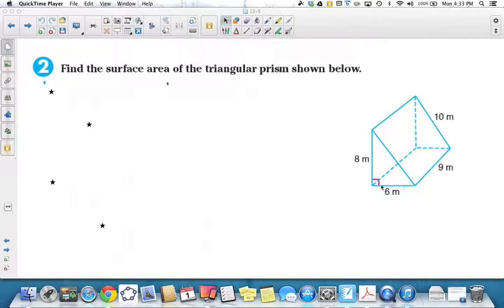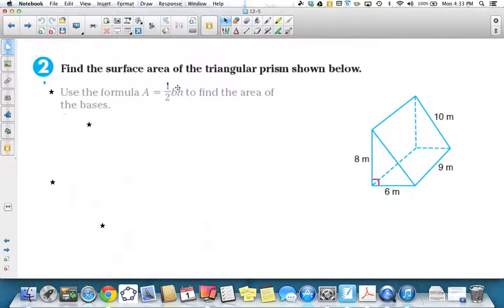And again, the reason why it's called a triangular prism is because we have two triangles as the bases of this prism. In order to do that, we want to use the formula 1/2 base times height, which is the area of our triangle. We know that the base is 6 meters and the height is 8 meters, so we apply the formula: 1/2 times 6 times 8, or 3 times 8, which will give us 24. So the area of our base is 24 square meters.